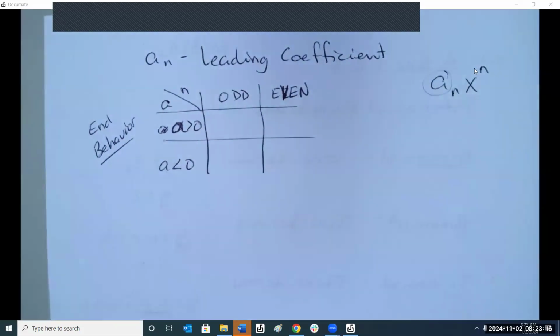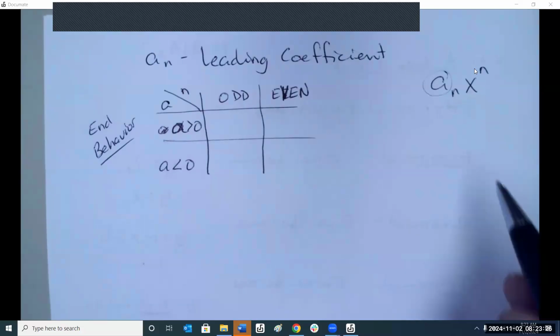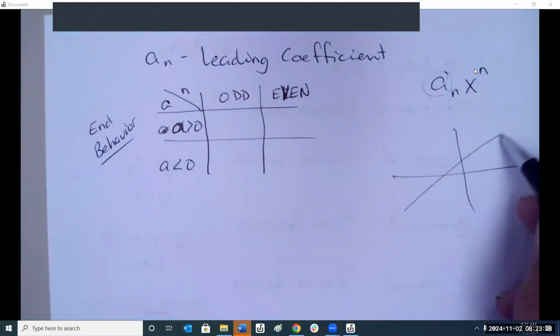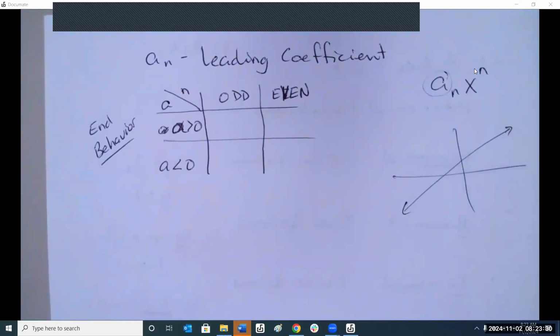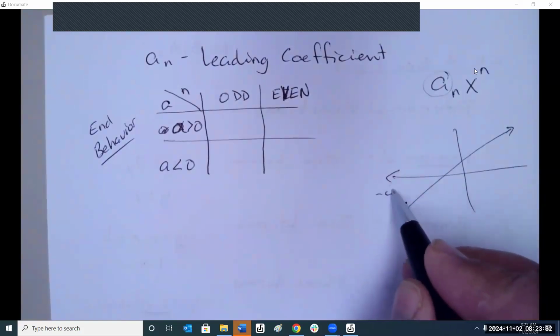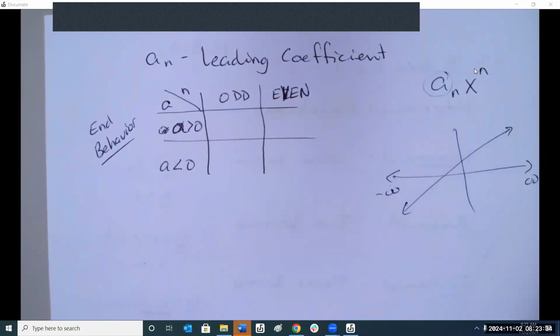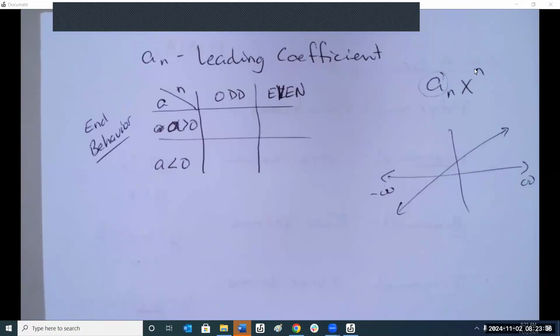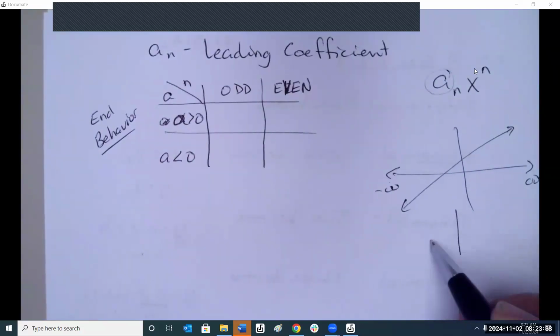Is everybody familiar when I talk about end behavior? What does end behavior mean? The ends of the graph. Because any graph you have, it goes two directions. What happens when it goes to negative infinity? What happens when it goes to positive infinity? Every graph has that.